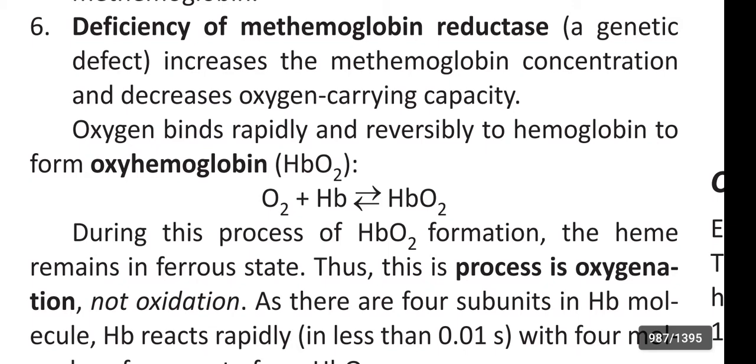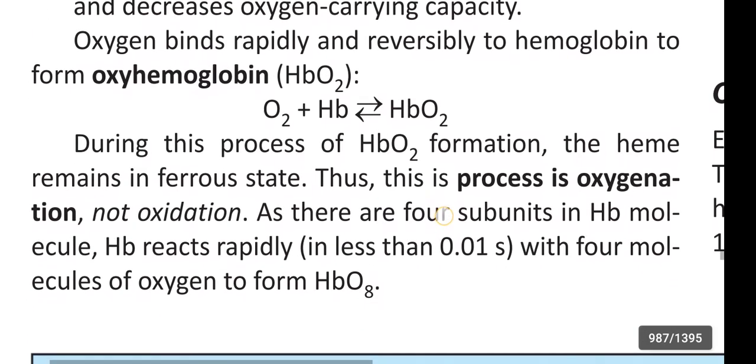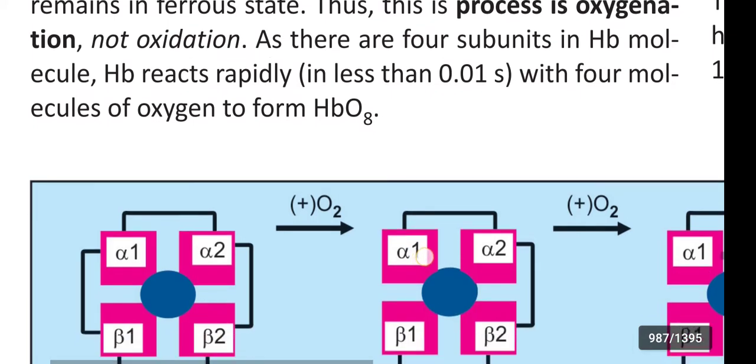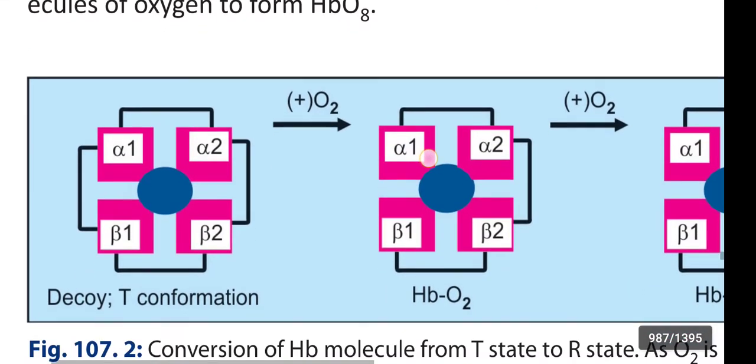During oxyhemoglobin formation, the heme remains in the ferrous state. Thus, this process is oxygenation, not oxidation. As there are 4 subunits in hemoglobin, hemoglobin reacts rapidly, in less than 0.01 seconds, with 4 molecules of oxygen to form HbO8.